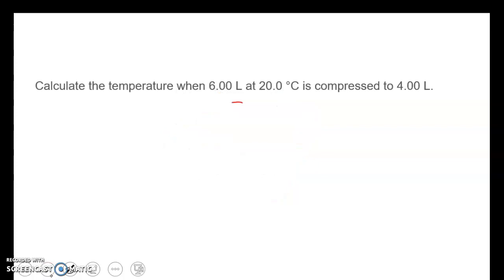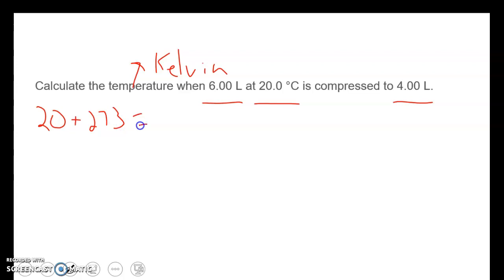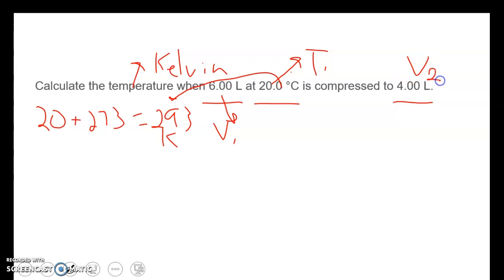We want to know the temperature when 6 liters at 20 degrees Celsius is compressed to 4 liters. Now, the first thing we want to do is convert all temperature to Kelvin. So temperature has to be in Kelvin. I take my 20 plus 273, and I get 293 Kelvin. So 6 liters is V1, 20 degrees Celsius, or 293 Kelvin, is T1, and then 4 liters is V2.